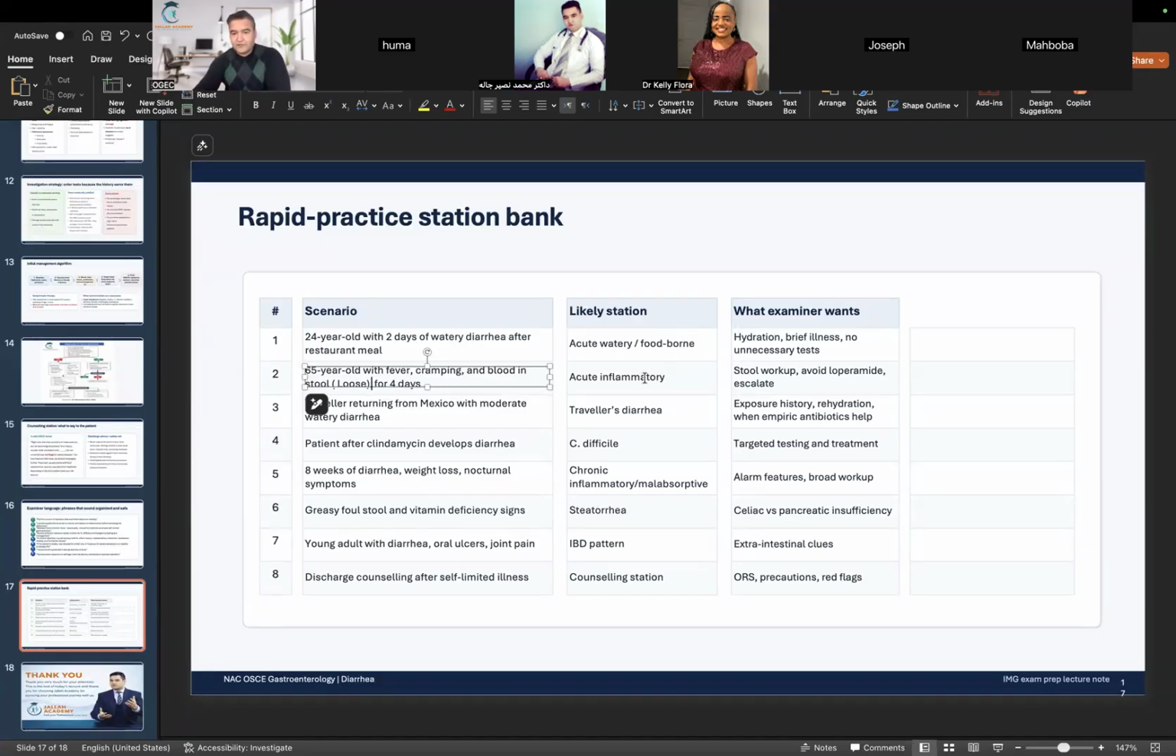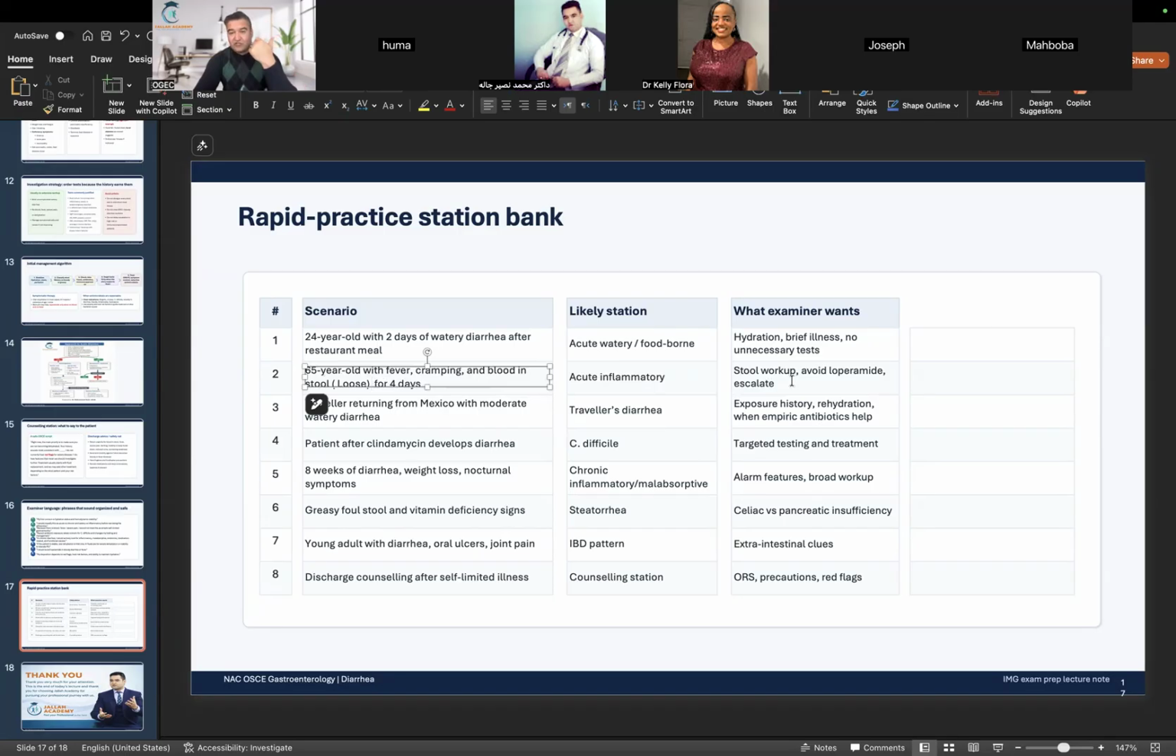Okay, now it makes sense. Now it is acute inflammatory. Why is it acute inflammatory? Because there is blood in the stool and the patient has fever, right? Stool workup, avoid loperamide escalation. So it means I will treat this as inflammatory, not non-inflammatory. Why? Because the patient has fever and the patient has blood.